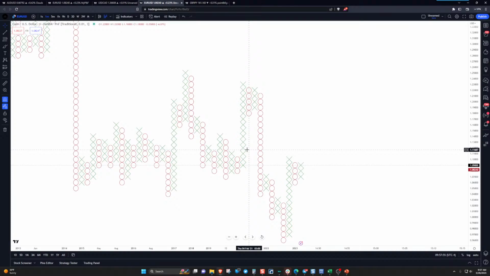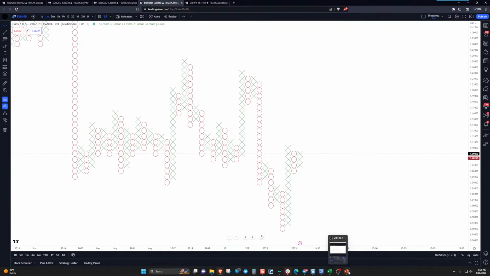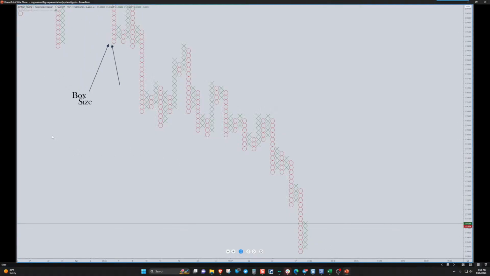So you'd be waiting a long time on a 100 pip three box reversal chart. That is that. So that's just how that works. Okay, going back to our slide. So box size and reversal amount.